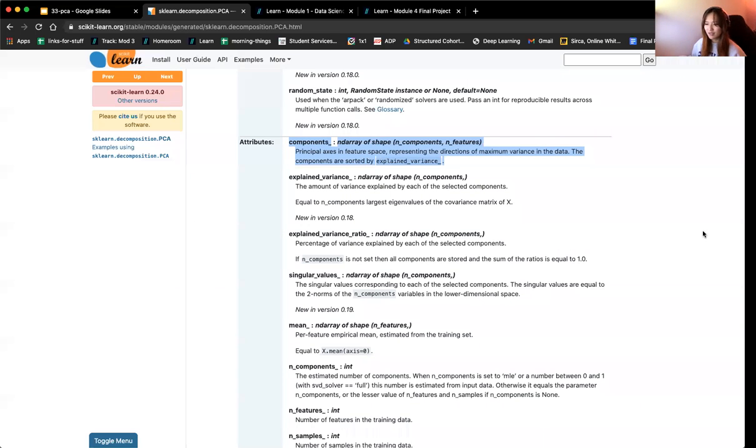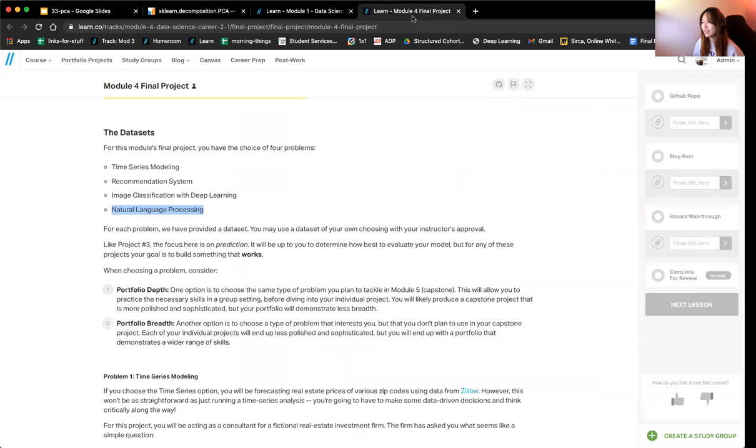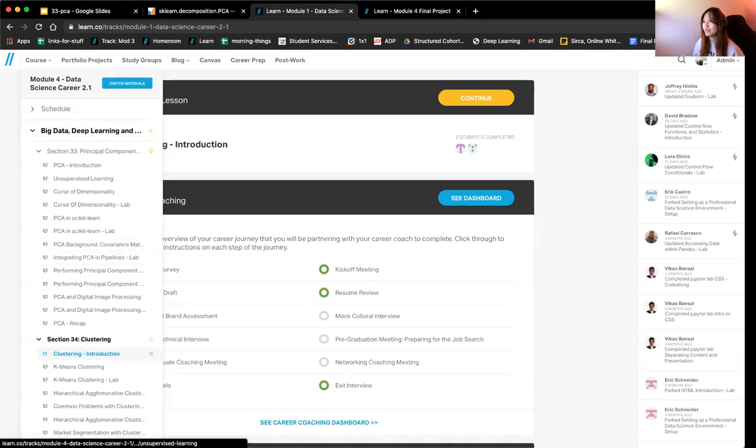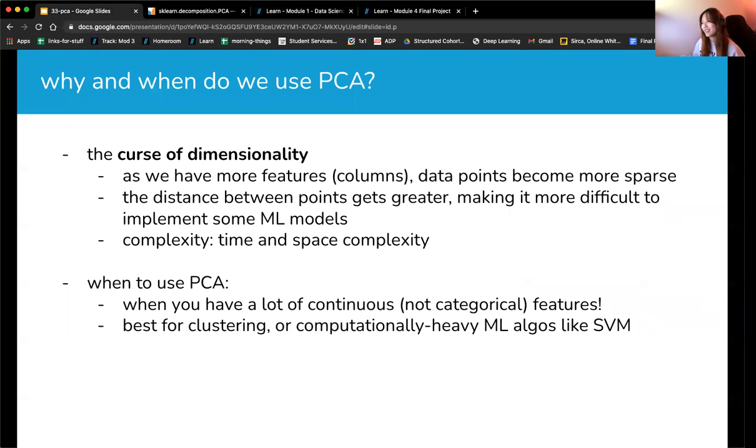I believe in the labs, they also walk through how you can extract that information. Because a specific component is made up of a combination of a bunch of your other features, you can use that information and basically infer that those are important features. But yeah, that's a great question. I hope in the labs they talk about it. If not, I can talk about it during office hours or something. Yeah, any other questions?